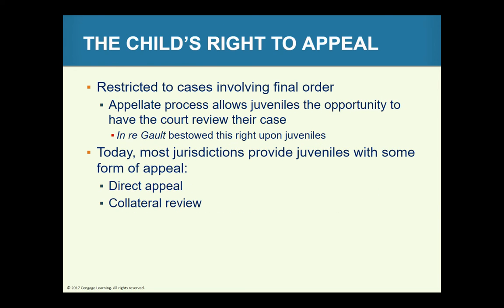So juvenile courts normally restrict appeals to cases where the juvenile seeks review of a final order or one that ends litigation. The appellate process gives the juvenile the opportunity to have the case brought before a reviewing court. Appellate review of a juvenile case is a matter of statutory right in each jurisdiction. The majority of states do provide some method of statutory appeal.